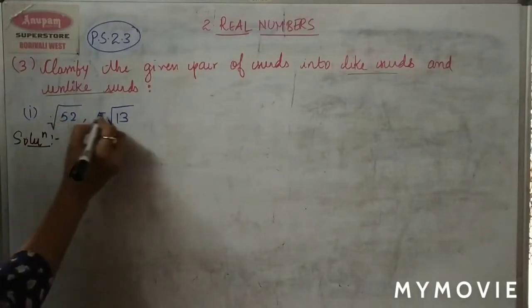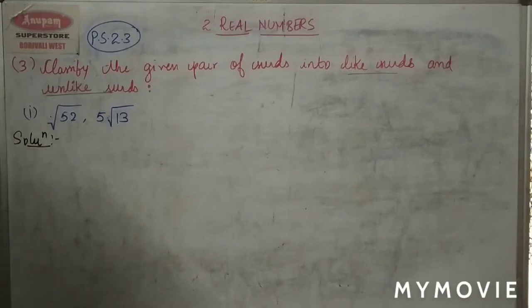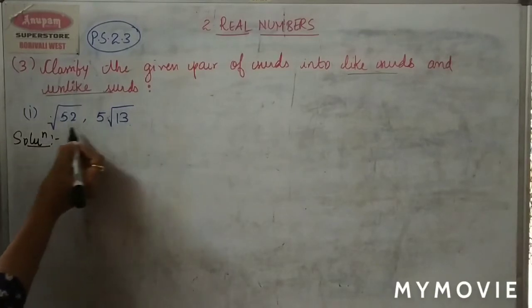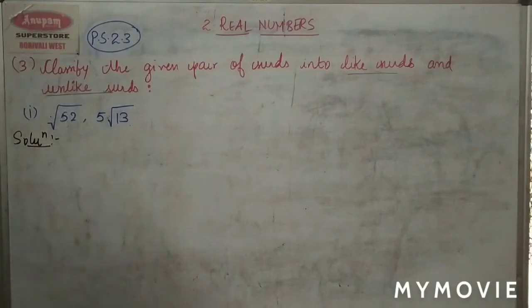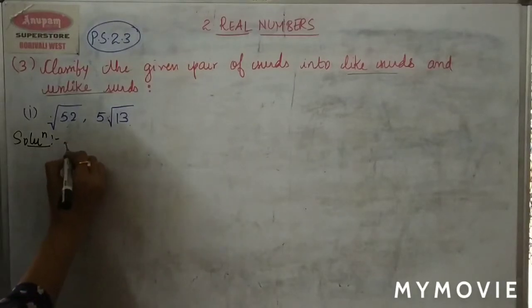One, the number here, that is the order, should be the same, and the number inside, that means the radicand, should also be the same. So we try to simplify both our numbers, and then we will compare. Then we will try to see whether these are like surds or unlike surds. So let us first try to solve square root of 52.